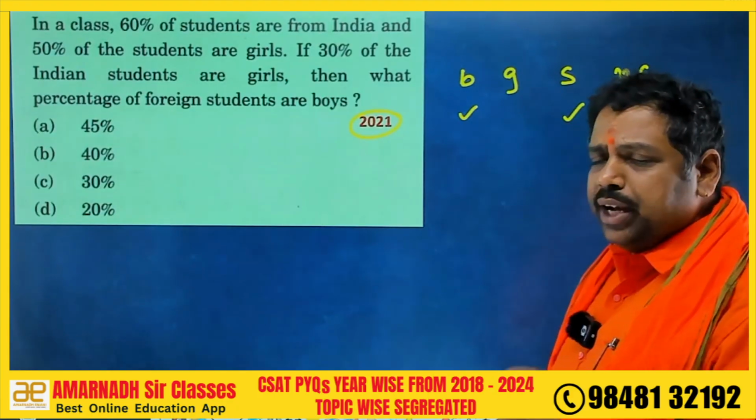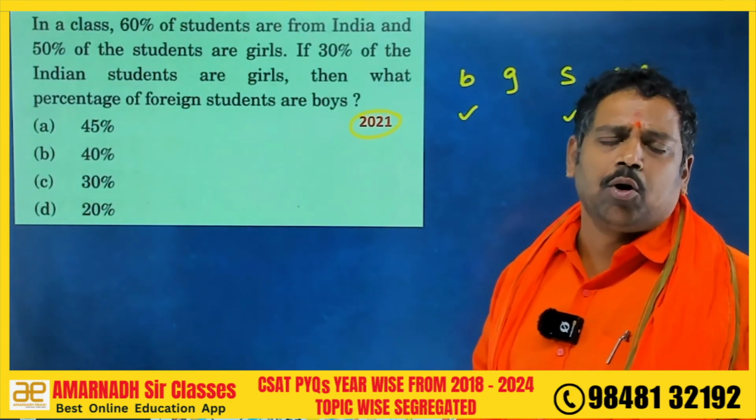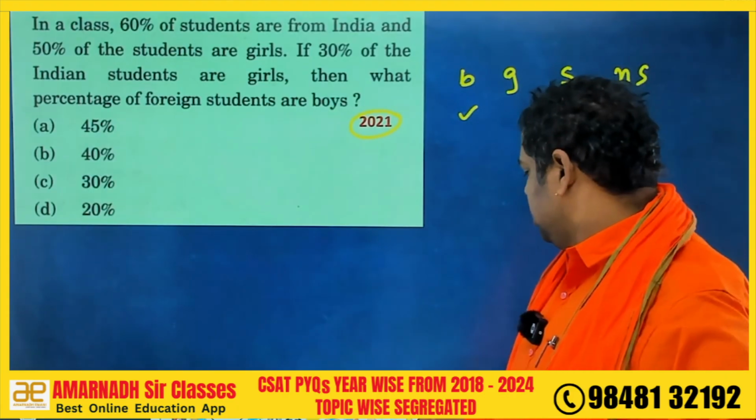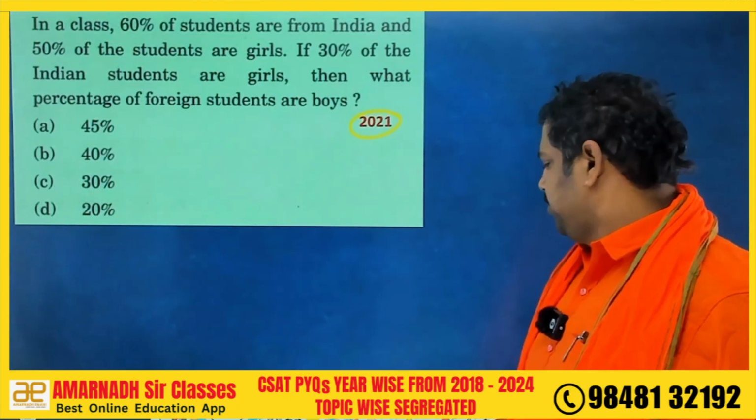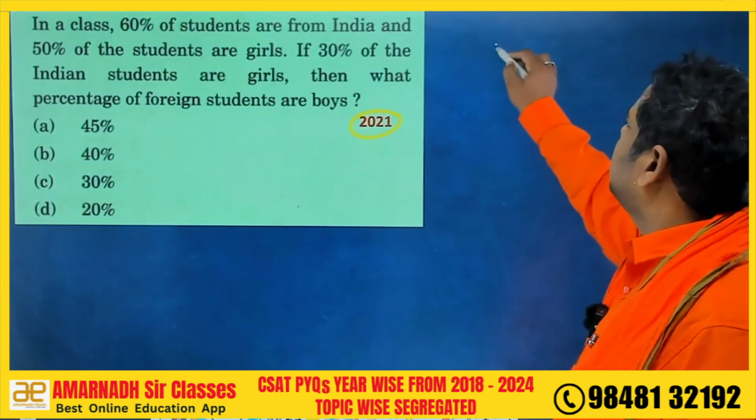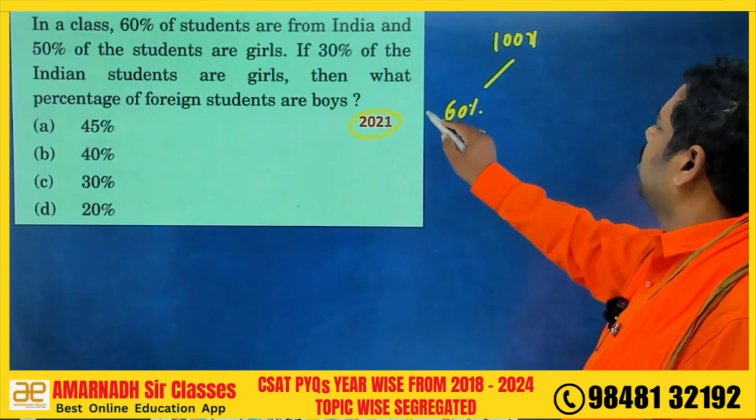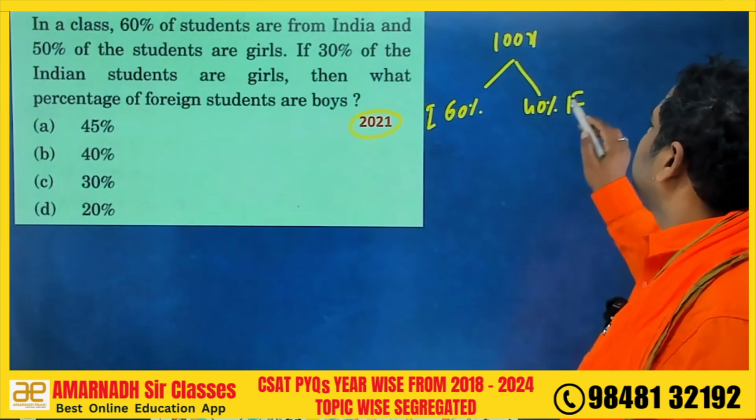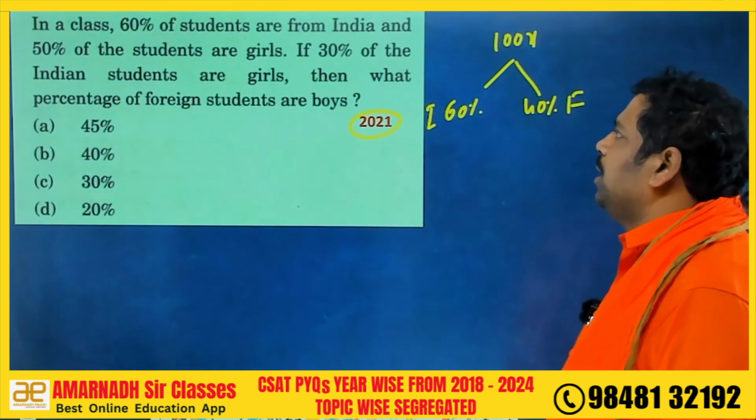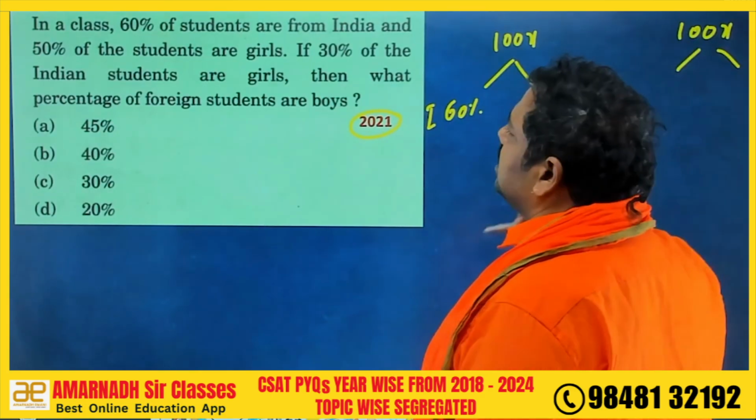A person belonging to more than one category is not a proper way of representation. That is the reason it should never be segregated like that. So let us say the total is 100x and 60% are Indians. That means that 40% are foreigners. With this it is completed. Next, in 100x, we have to understand boys and girls also.